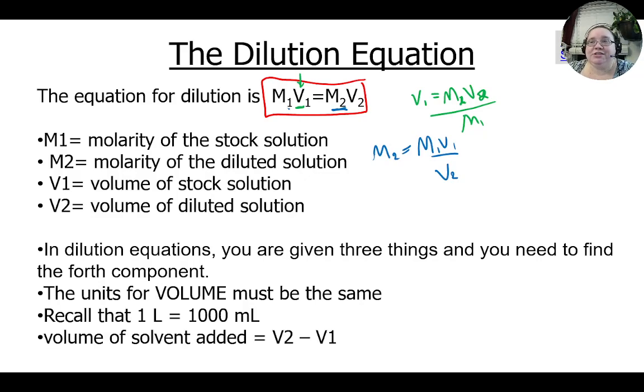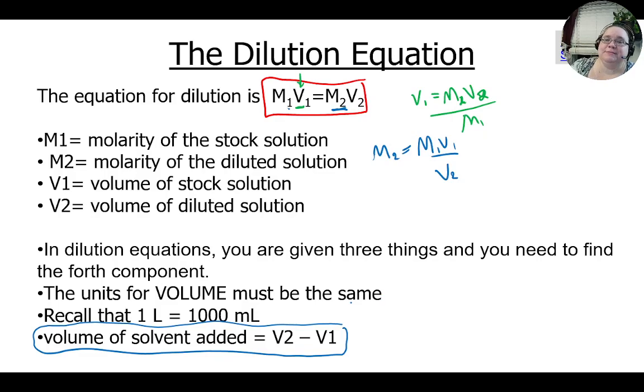Also, you might be asked to determine the amount of water that you're going to end up adding. In a real setting, you're just going to keep adding water until you get to your desired volume. But in a calculation piece, we might just say, okay, how much water am I adding to this concentrated solution to get it there? Well, the volume of solvent added is equal to V2 minus V1. I do believe that that little piece is not on your formula sheet, so that might need to be something that you add to your formula sheet.